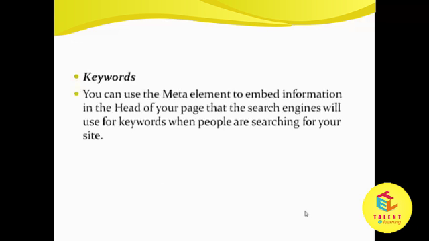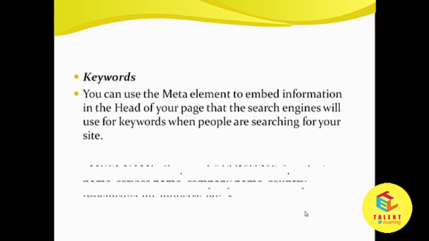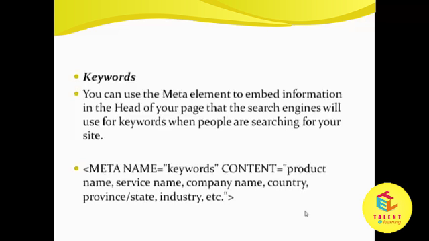Now let's see keyword value. You can use the meta element to embed information in the head of your page that search engine will use for keyword when people are searching for your site. So this is the syntax for how to provide keywords to meta element. We have to specify keyword value to name attribute and content is equal to various keyword like company name, country, state, industry and about keywords of page.